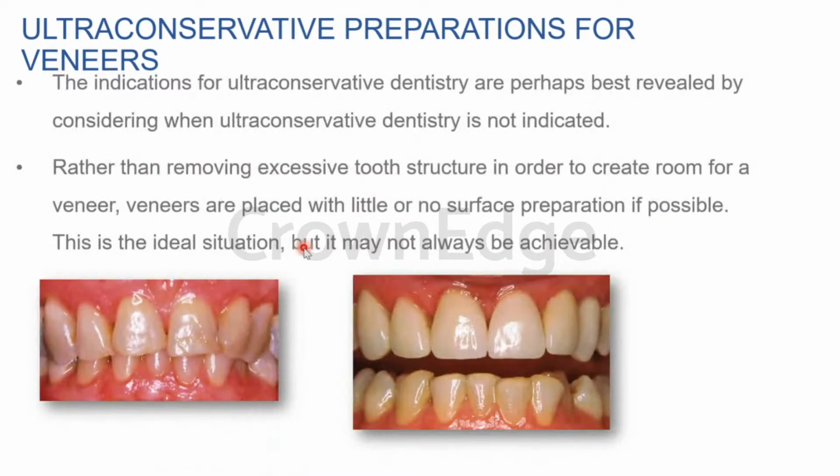The indications for ultra conservative dentistry are best revealed by considering when ultra conservative dentistry is not indicated. So basically what they're trying to say by this line is that we need to be ultra conservative or minimally invasive wherever possible. We need to see where it is not indicated. It is not indicated in cases where more invasiveness is required, in cases where there is more discoloration, where there are intrinsic stains, where we need more amount of retrusion, or basically intrusion of your teeth. In those cases we need to be a little more invasive.